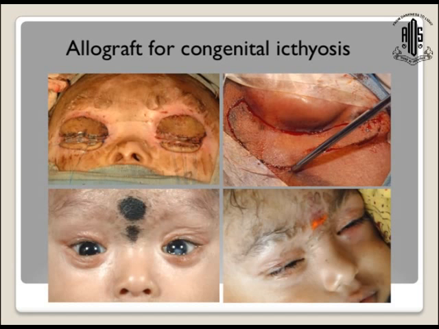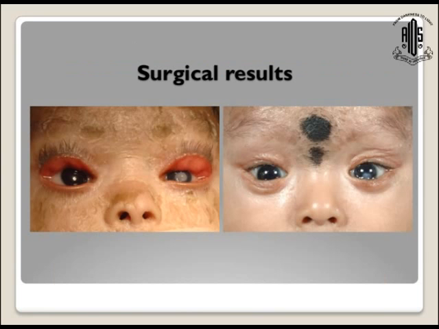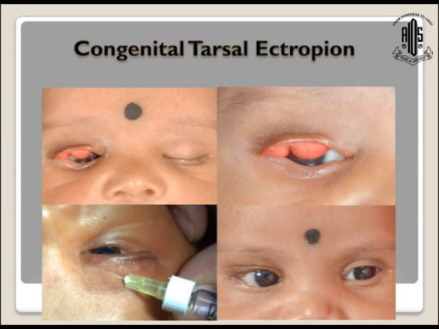It is very important to treat these kinds of ectropia because you can see that they lead to severe eyeball complications. This is a child who has undergone surgery for congenital ichthyosis, and the skin has been harvested from the mother, and post-operatively with the use of emollients, we've been able to improve the texture of the surrounding skin as well as correct the ectropion. This is again another patient who has undergone repair with maternal skin grafting.